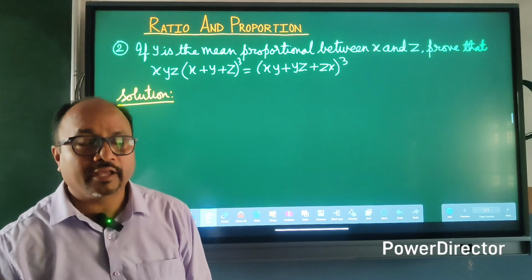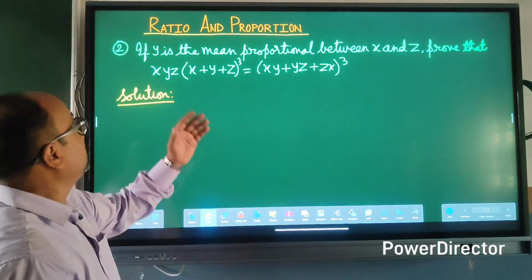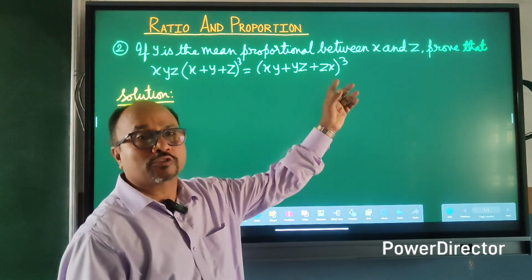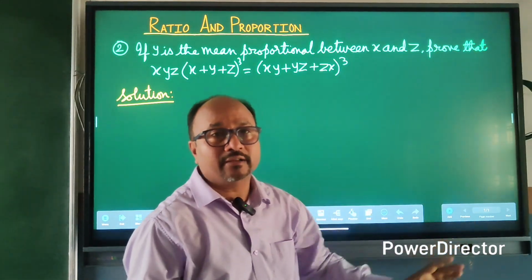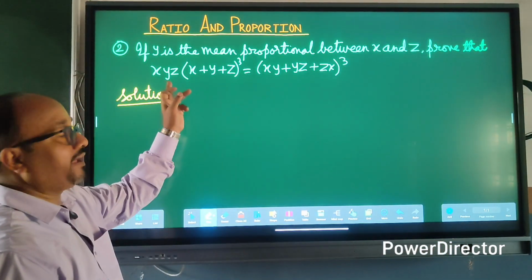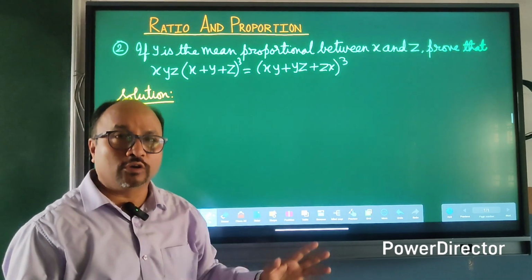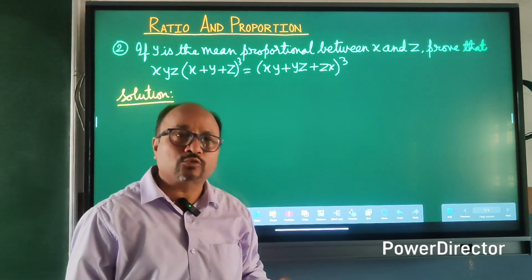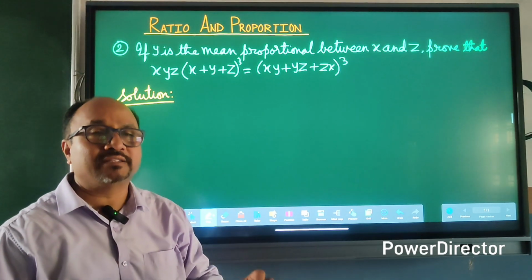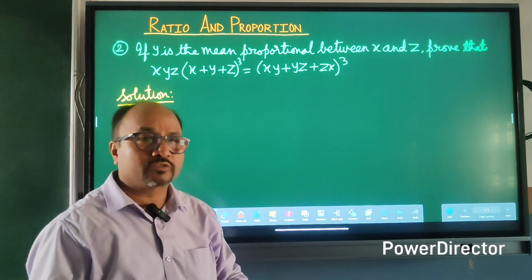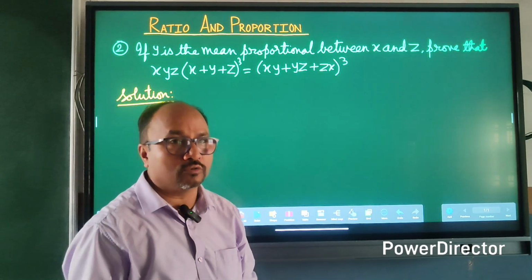The next sum we take a look at is this one. If y is the mean proportional between x and z, we have to prove that xyz into (x plus y plus z) whole cube is equal to (xy plus yz plus zx) whole cube. So let's see how the solution goes.